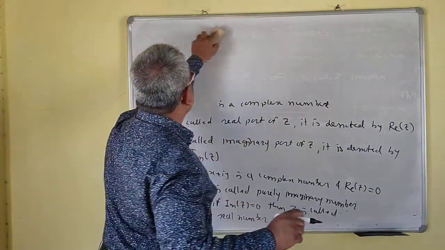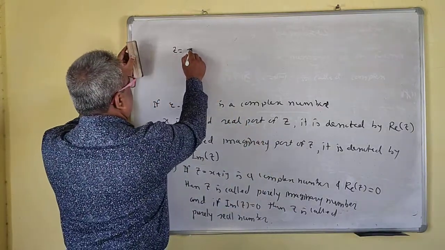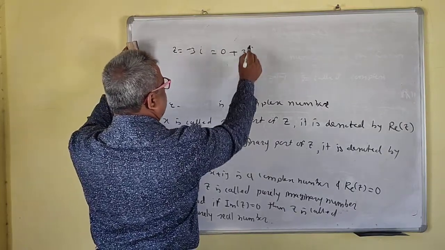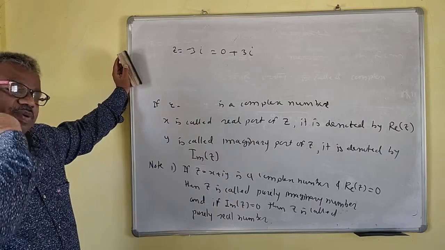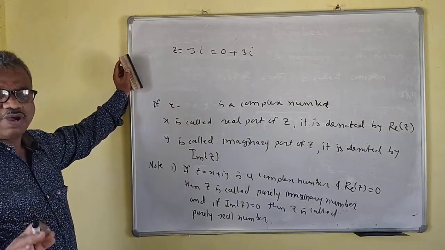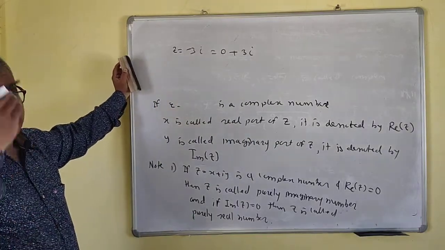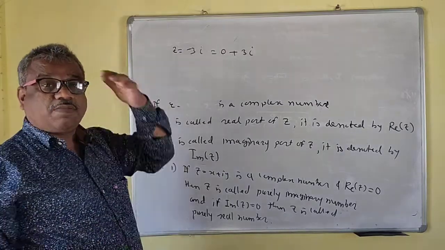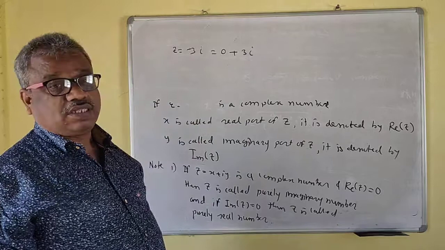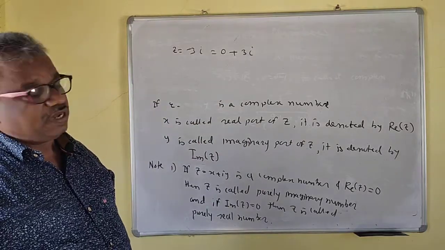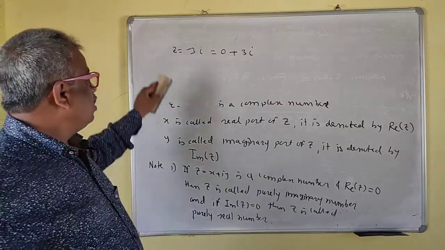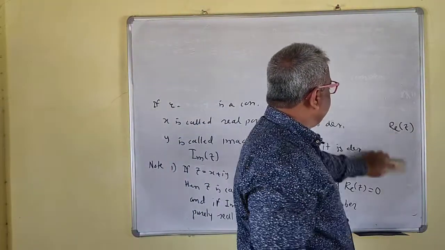Suppose z is equal to 3i. I can write this as 0 plus 3i, so it is of the form x plus iy, or x plus yi, doesn't matter. So it is a complex number, and you see the real part is 0. So this is a purely imaginary number. So z is equal to 3i is a purely imaginary number. Okay, so you are familiar with this one.